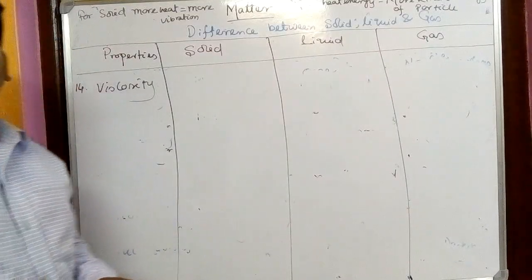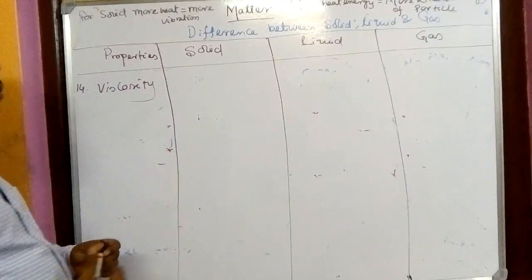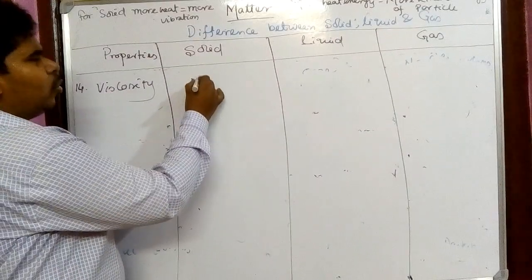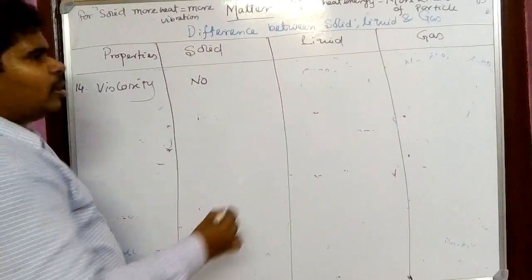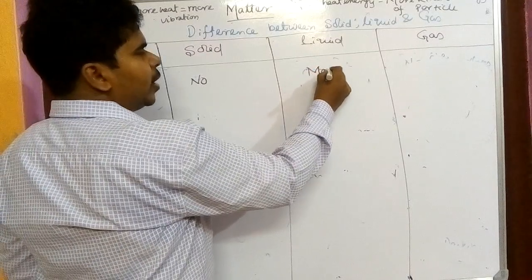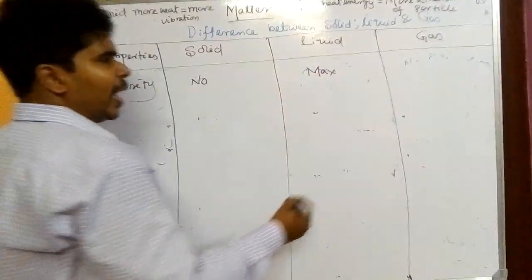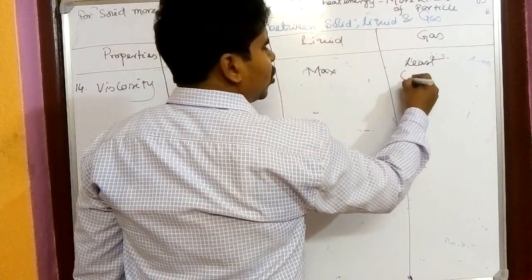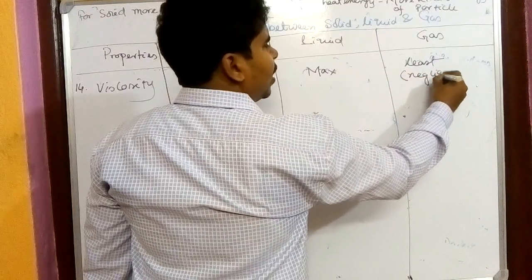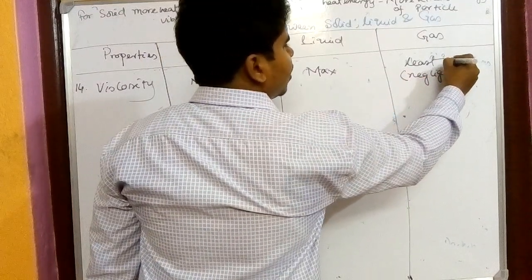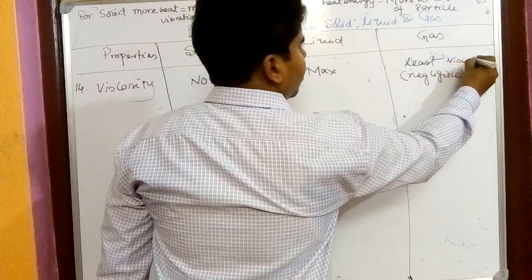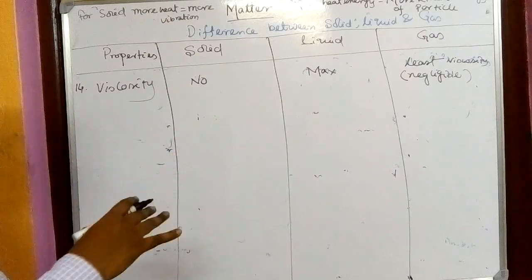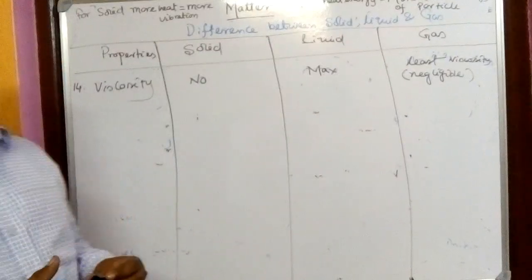So this property, we discuss all through the liquid. For solid, no viscosity is there. For liquid, we can see the viscosity, and it is the maximum. And for gas, though it is negligible, you have to mention least. In general, it is negligible. In gas, we cannot see it. Least viscous. So for solid, there is no viscosity. Liquid, it is maximum. Gas, it is lesser.